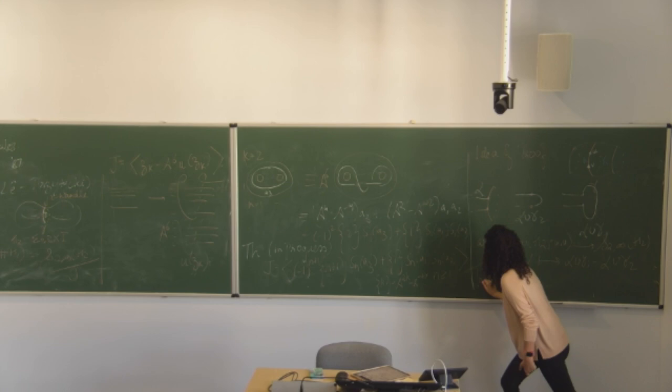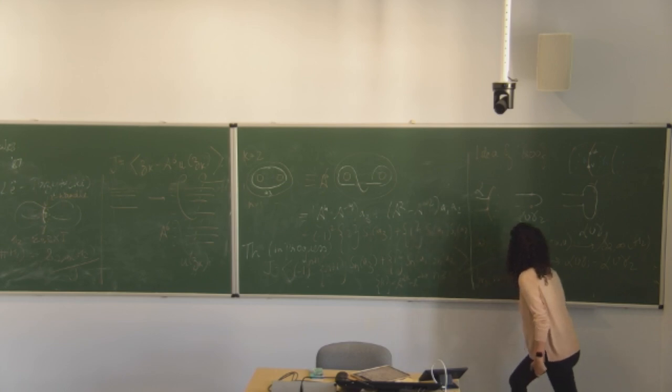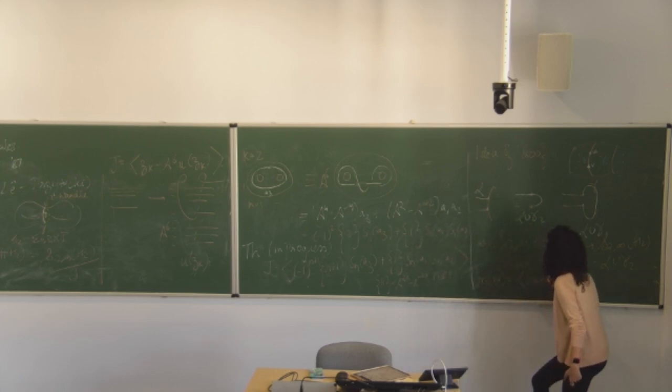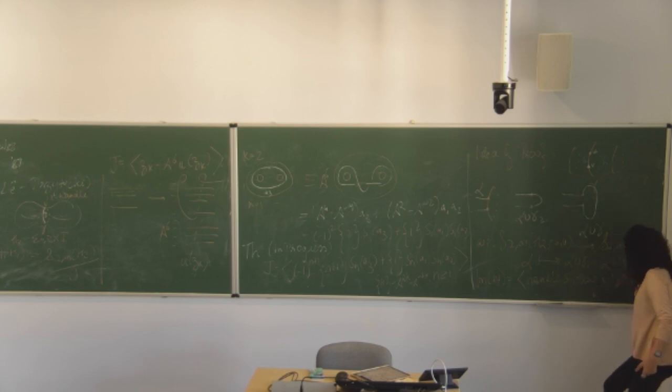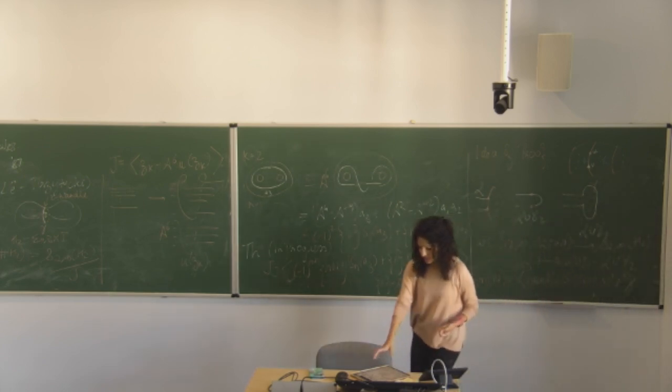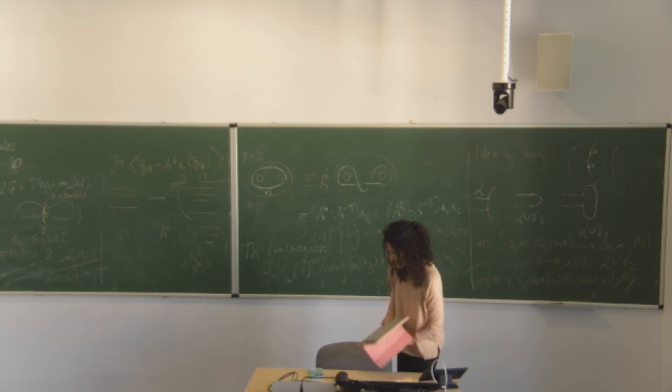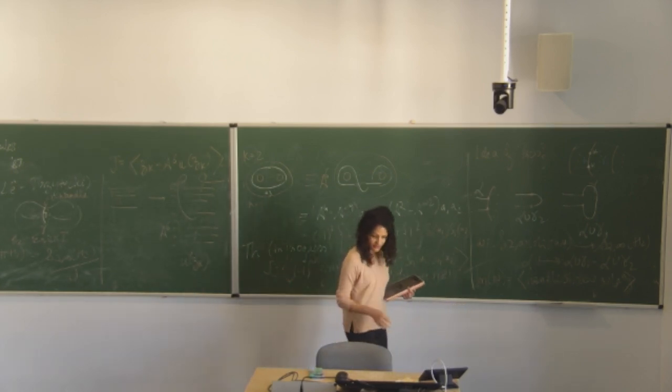So the image generates all the handle sliding relations. And just to recall, as I mentioned before, computing this set of handle sliding relations is always the most important thing that you do when you want to compute the skein module of a 3-manifold. And so I would just like to write down the steps of what we did.